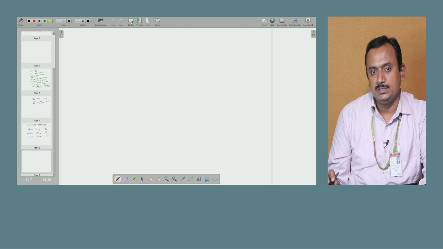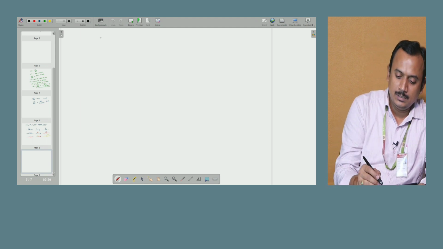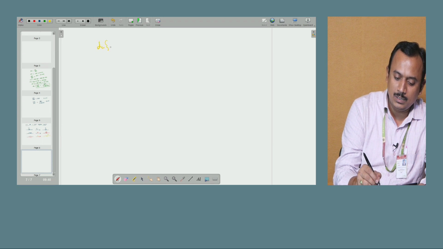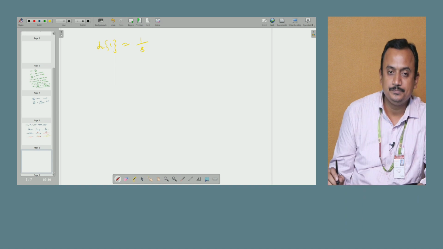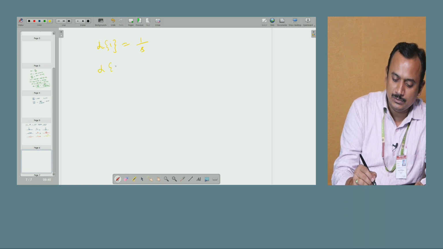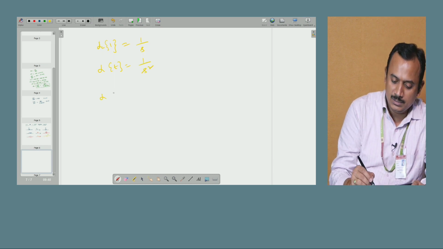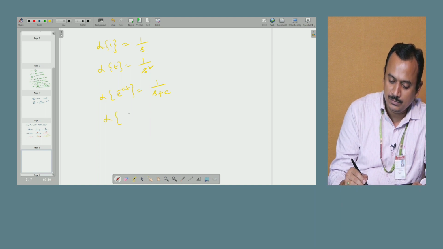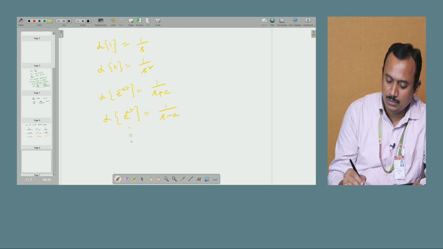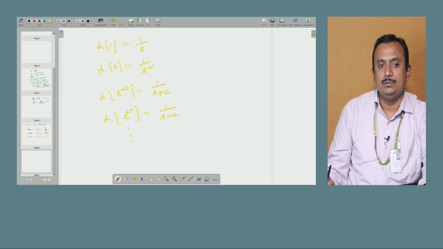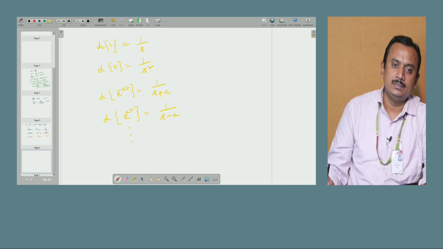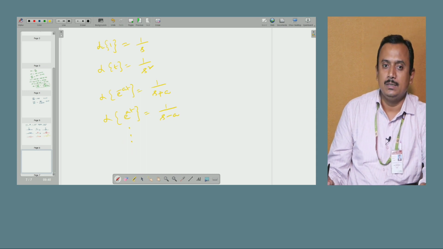A few more basics from the Laplace transforms are: Laplace transform of 1 is 1 by S. Laplace transform of t is 1 by s square. Laplace transform of e power minus at is 1 by s plus a. Laplace transform of e power at is 1 by s minus a, and so on. All these formulas are going to play a vital role while finding the transfer function for a given electrical circuit.